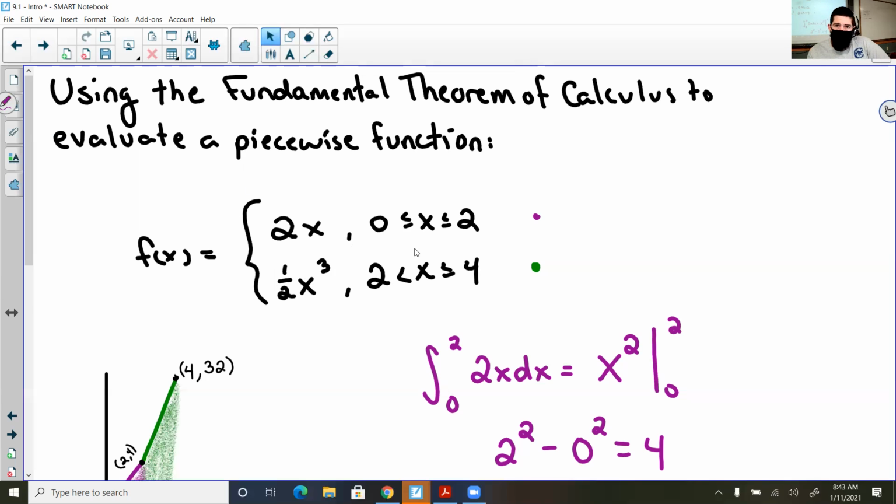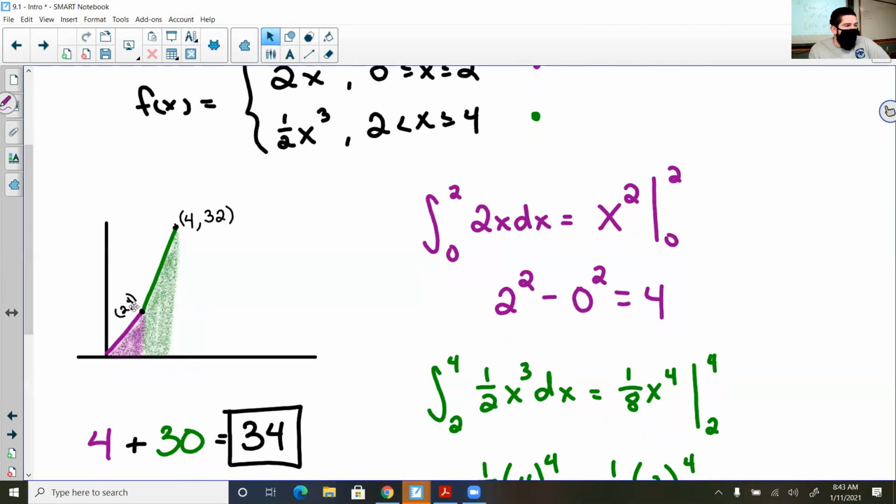So I generated this piecewise function here. It's going from 0 to 2, and the function it's following is y equals 2x. And this one here is y equals 1/2 x cubed from 2 to 4. This one I'm going to do in purple. This one I'm going to do in green. So on the left here, I went ahead and sketched about what it could look like. So from here to here, it ends at (2, 4). So the purple area is what I'm going to find over on the right here. And then this is the 1/2 x cubed, which I'm going to find in the green.